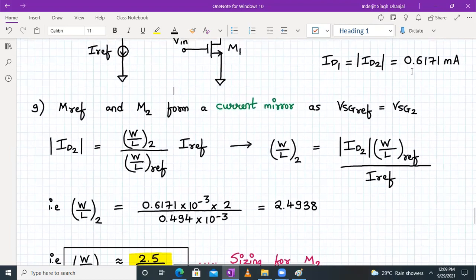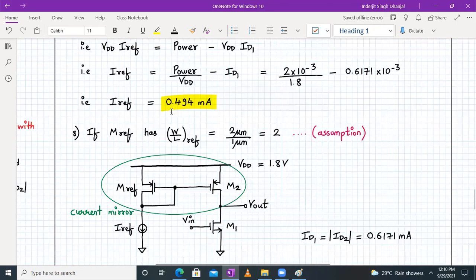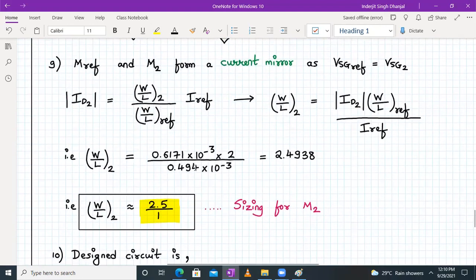Its value is 0.6171 milliamperes. W by L of reference is 2, we have assumed, and I reference came out to be 0.494. Let us check it out. Yeah, I reference came out to be 0.494 milliamperes. So plug in all the values, you will get W by L of 2 as around 2.4938. We assume it approximately 2.5. So W by L of 2, its sizing is coming out to be 2.5:1.